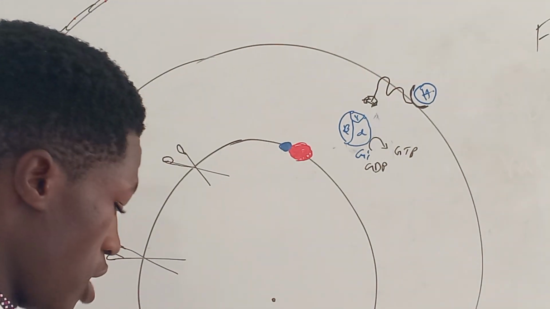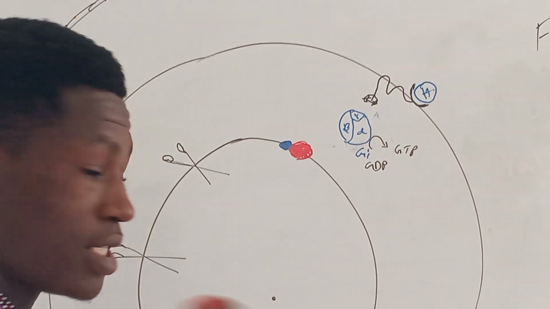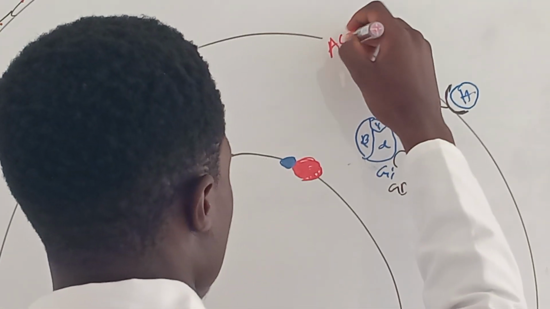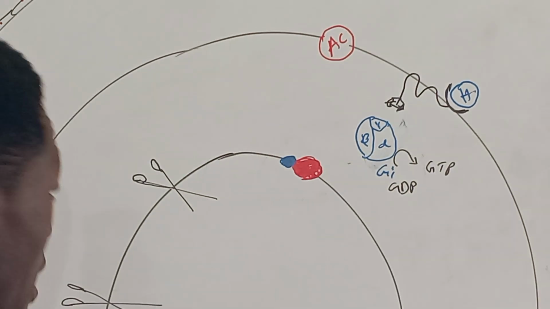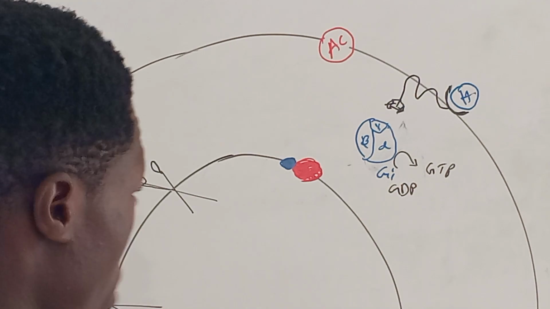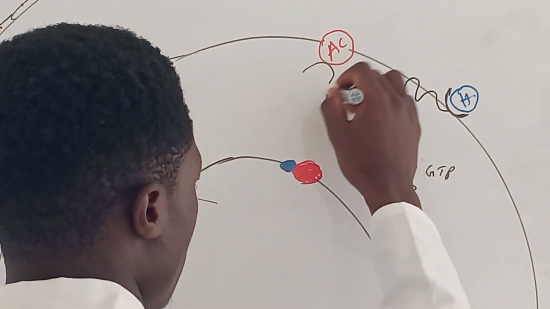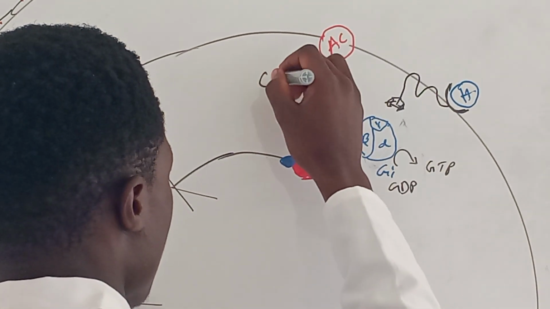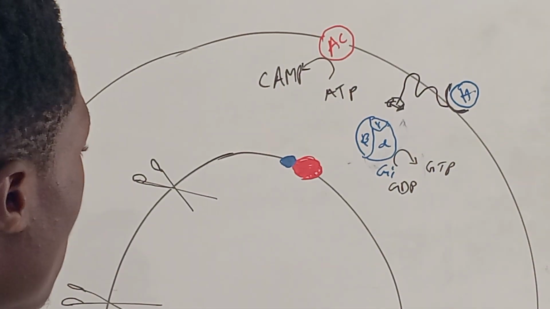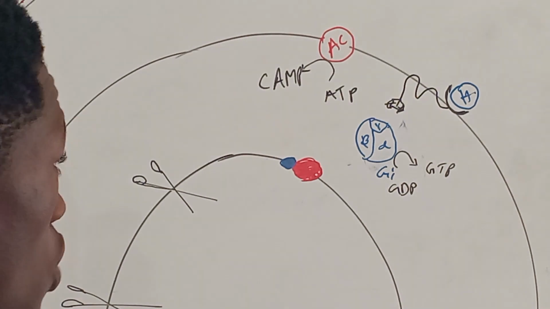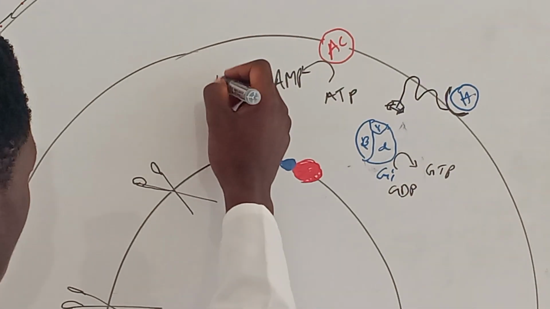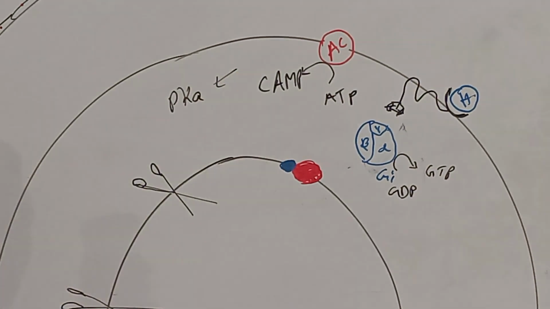So when it dissociates, it's going to activate a molecule called adenylate cyclase. It's just a molecule located here. Adenylate cyclase. So when it activates adenylate cyclase, it's going to do what? It's going to convert ATP into cyclic AMP. Right. Now, what cyclic AMP is going to do is activate, or phosphorylate, protein kinase A. So you're going to have protein kinase A, phosphorylated protein kinase A.